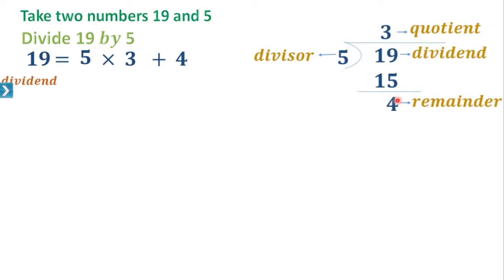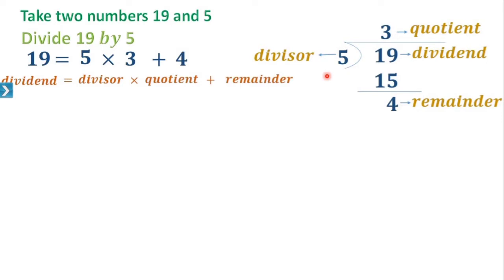So we can say that dividend is equal to divisor into quotient plus remainder. Dividend is equal to divisor into quotient plus remainder.